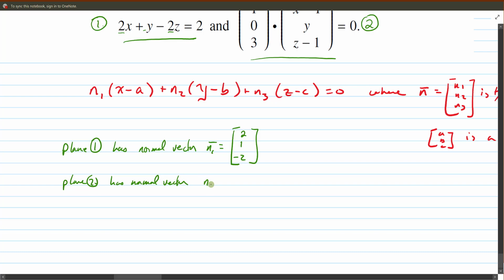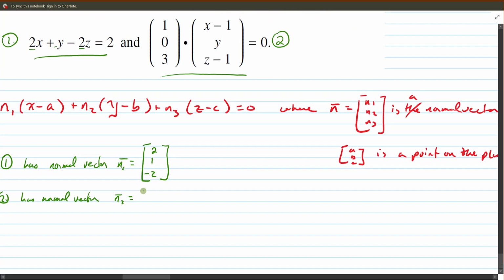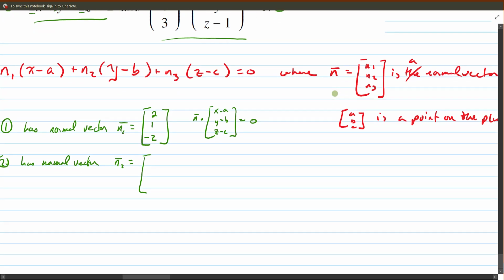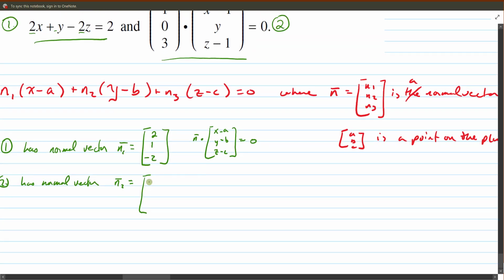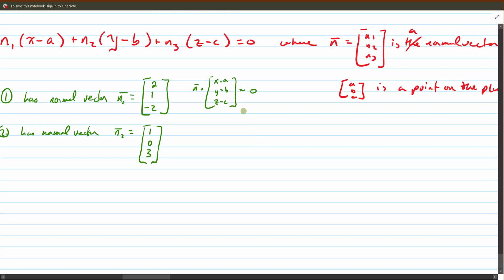has normal vector n2. In this case, we get the normal vector from this description of the plane here. Remember that one way to describe a plane is to write it as n dotted with the vector (x minus a, y minus b, z minus c). That's one of the many ways to write an equation of a plane. So in this case, the normal vector of the second plane is (1, 0, 3).